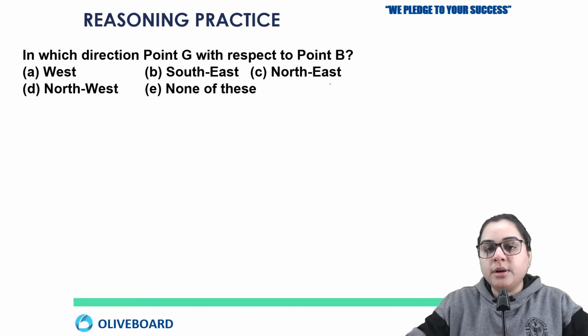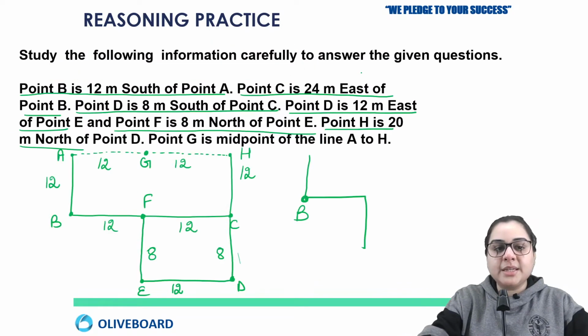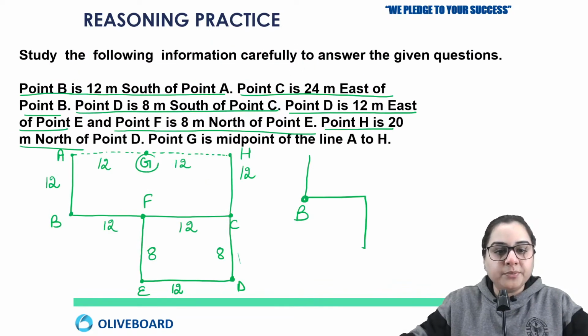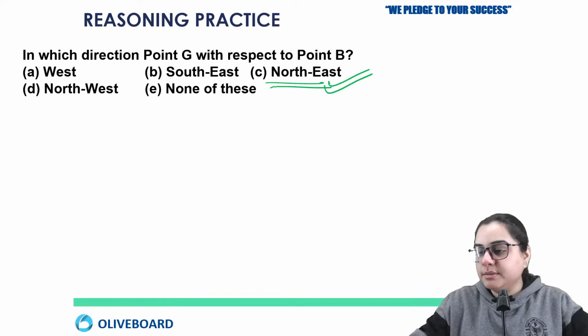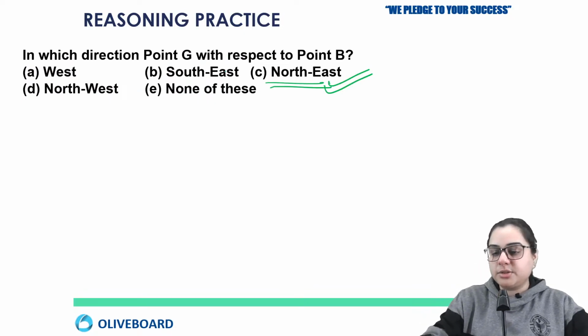Correct. It is northeast. So you can see in your solution here it is G and here it is B. If I take this point B as center, then from B, point G is towards northeast, and hence the answer here will be option number C. So I hope this is clear to you all.